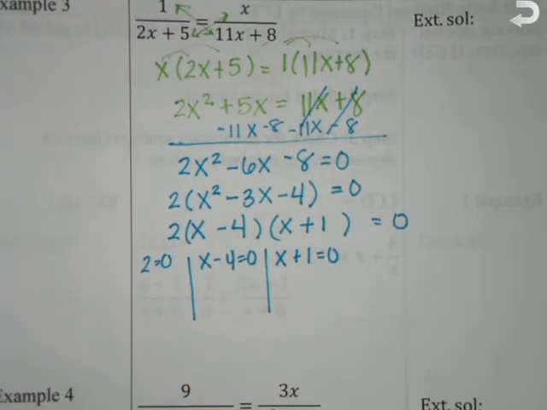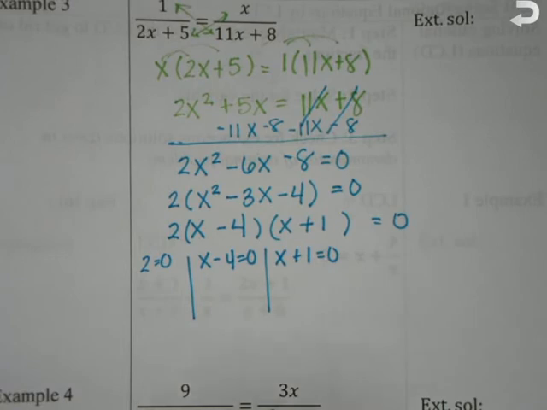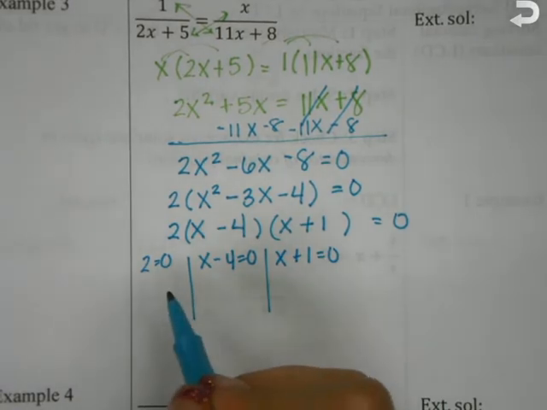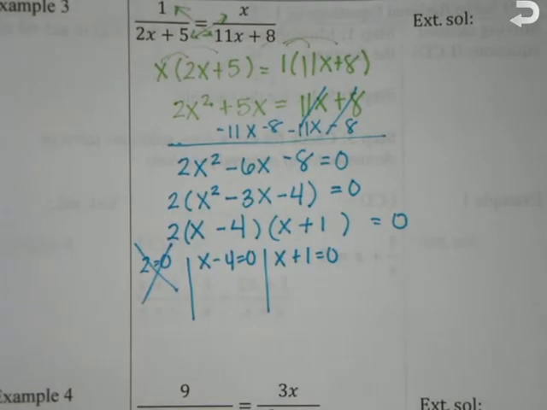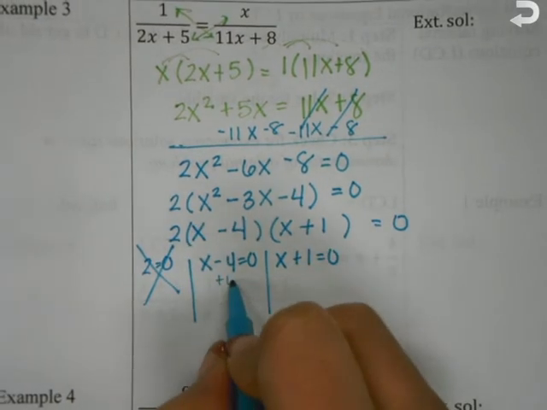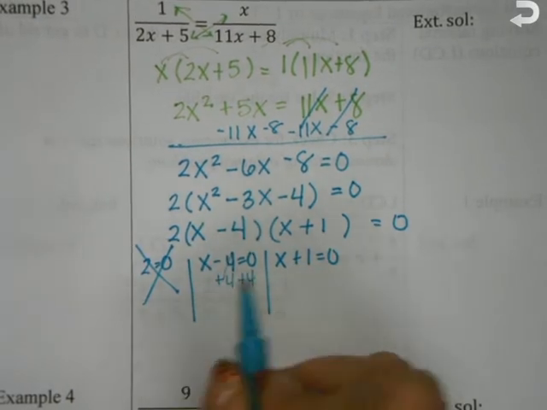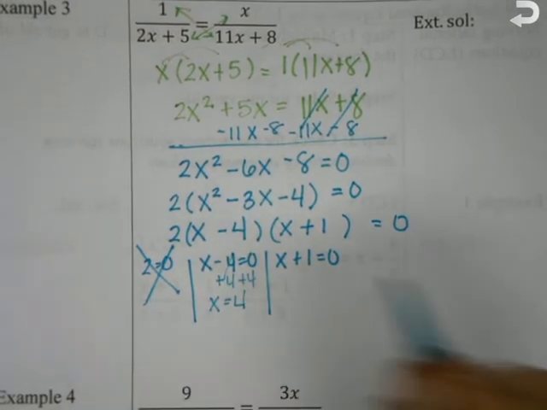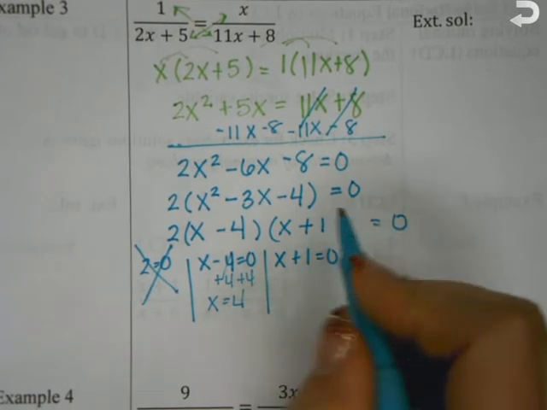Can 2 ever equal 0? No, so we don't even have to worry about it. Okay, so for this one, we add 4 to both sides, and I get x equals 4. And on the third one, I subtract 1 from both sides, and x equals negative 1. So we have 2 answers for this one.